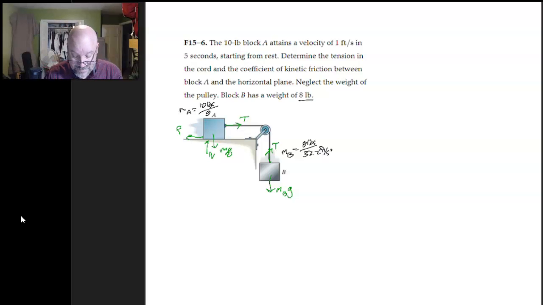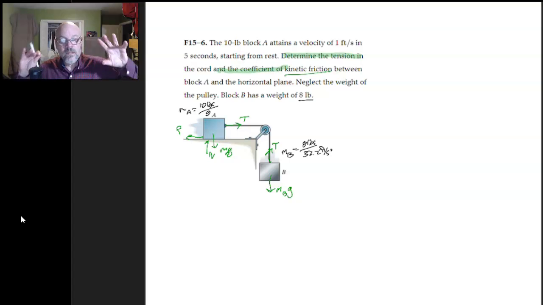Now it's sliding, so we're going to have kinetic friction, but you'll notice it doesn't tell us what that is. And the reason it doesn't tell us is because it says determine the tension and the coefficient for the kinetic friction. So that's what we're looking for there.